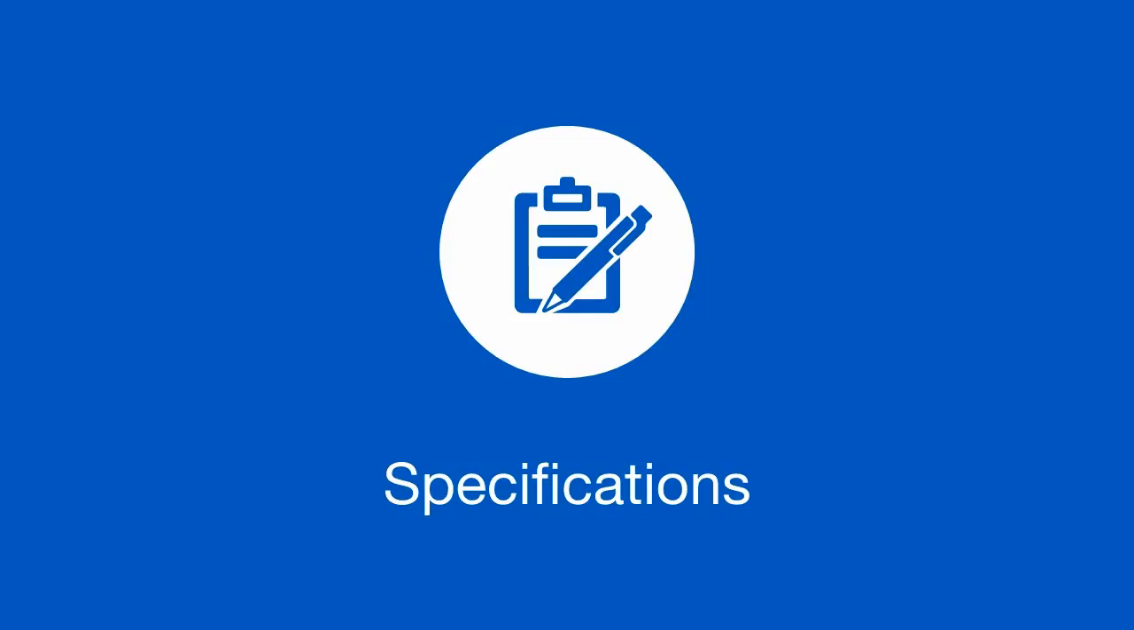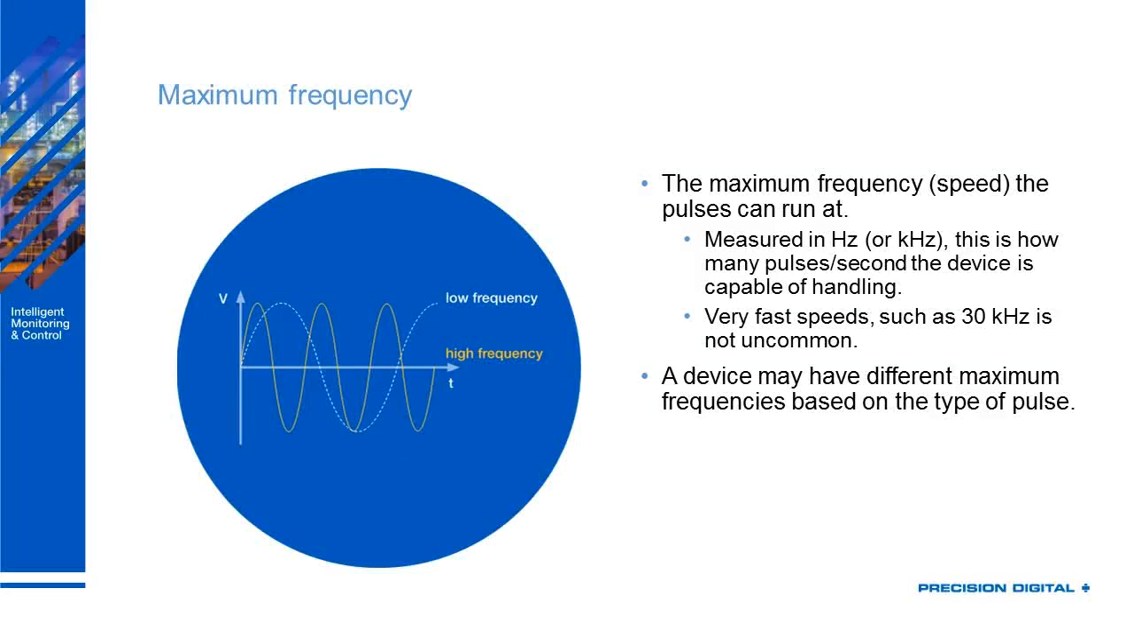So why don't we talk for a moment about a couple of the key specifications that you're going to have to understand if you're going to work with pulse equipment. And the one that is likely to come up the most is going to be maximum frequency. As I mentioned earlier, frequency is the speed that your signal is running at. It's the rate at which pulses are getting generated or coming down your line. It's measured in hertz, although you often see it as kilohertz or thousands of hertz. And it's how many pulses per second is being sent.